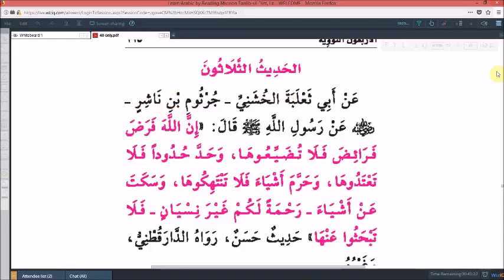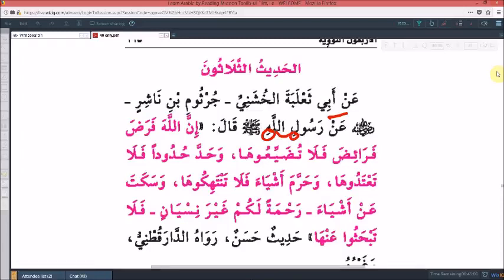رضي الله عنه عن رسول الله صلى الله عليه وسلم. Rasul is majroor after an. And Allah lafzul jalala is majroor because of mudaf ilay.